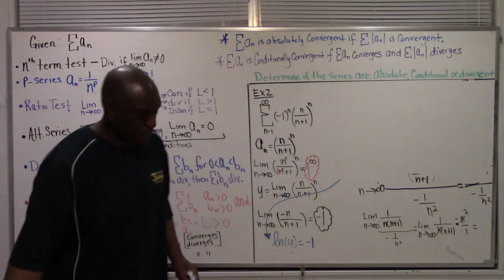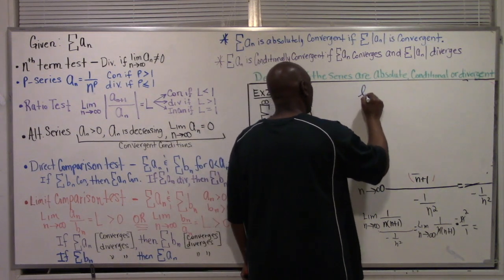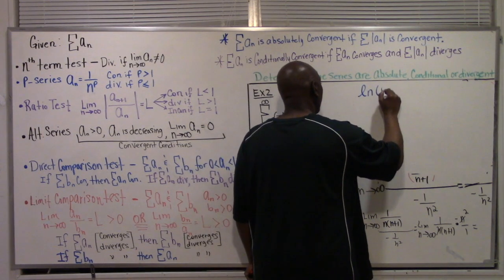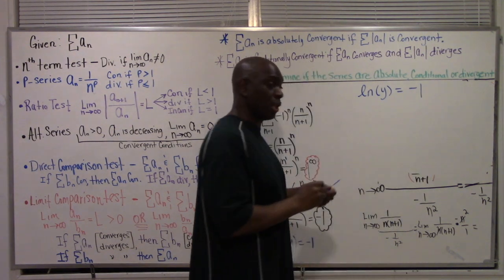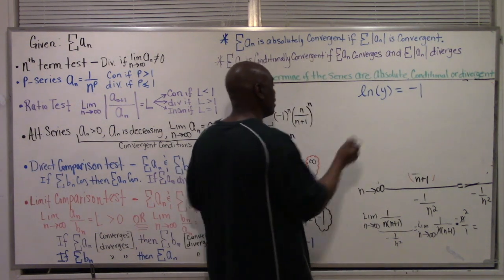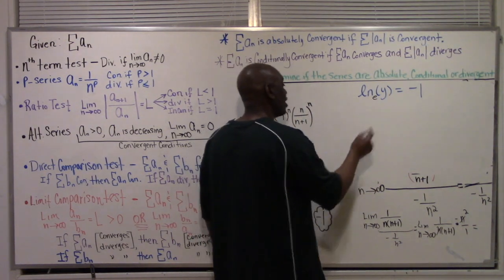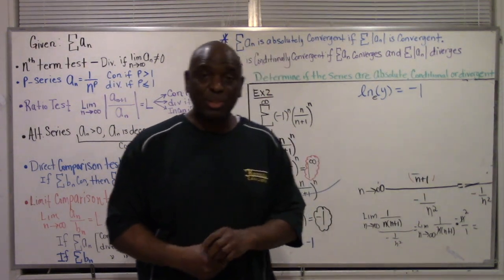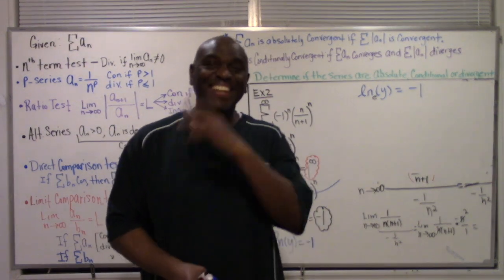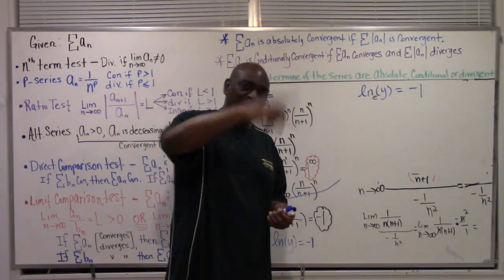Alright, let's solve that. Well, if the natural log of y is negative 1, what's the base of natural log? The base of natural log is e. There's an e there. So to solve this for y, you have to do what I call wheels on the bus. You know, wheels on the bus go round and round. Okay, you get it. So go around.